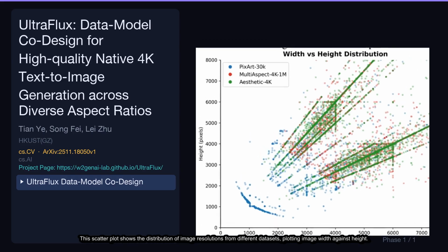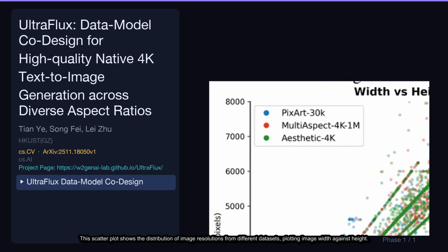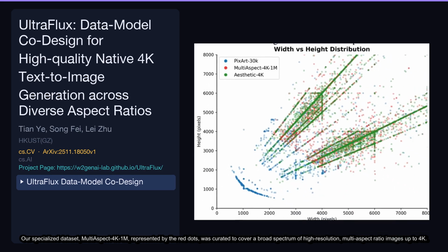This scatter plot shows the distribution of image resolutions from different datasets, plotting image width against height. Our specialized dataset, Multi-Aspect 4K 1M, represented by the red dots, was curated to cover a broad spectrum of high-resolution, multi-aspect ratio images up to 4K.